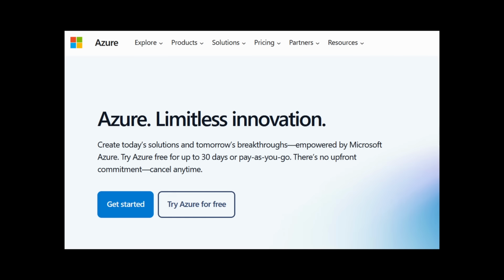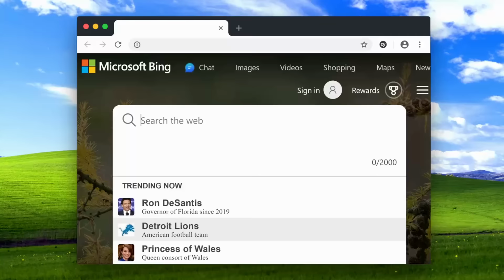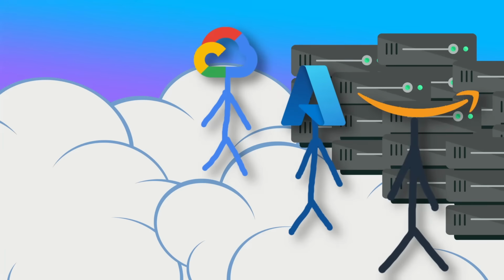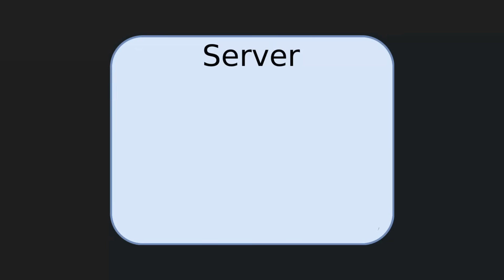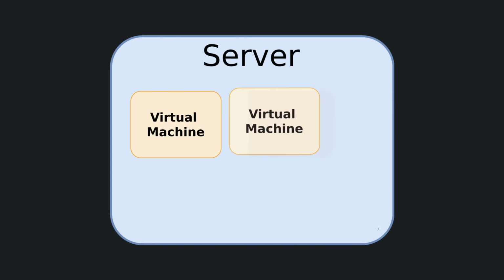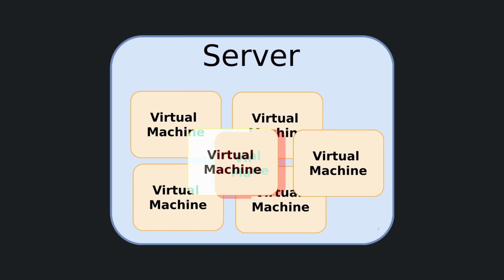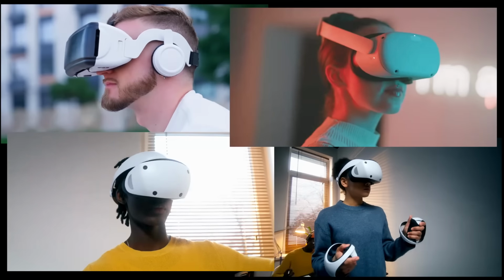So let's start with Azure, which is just Microsoft's cloud computing platform, though you may be more familiar with its competitors like Alibaba Cloud, Oracle Cloud, IBM Cloud, maybe even Google Cloud. The fundamental offering of these companies is the ability to rent virtual machines. These virtual machines are servers simulated by software, so a bunch of virtual machines can run on the same hardware, just like how multiple virtual reality headsets can run in the same reality.